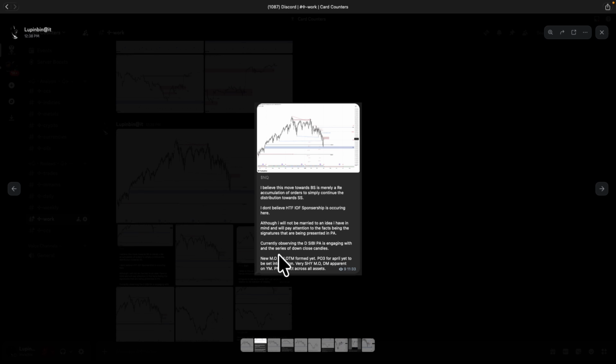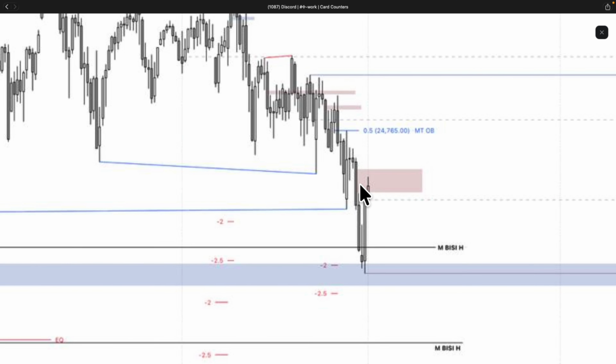And then I mentioned that currently observing the daily SIBI, price action is engaging with it, and the series of down close candles. So we have these series of down close candles, and then I was observing this daily SIBI. I wanted to see how price action is going to trade inside of it, around it, and what signatures are going to be presented on the lower time frames.